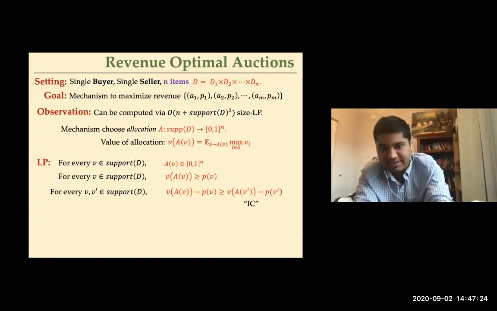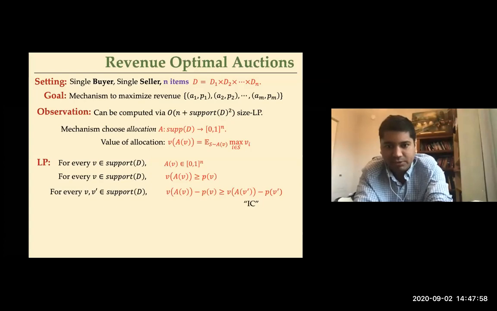The first constraint says that the value that an allocation gives in expectation to a buyer should be at least the price, meaning I should not set the price to be bigger than the value. This is called the individual rationality constraint. It ensures that the buyer will at least buy the item. The last constraint is the incentive compatibility we were talking about, that the buyer cannot gain by misreporting their valuation.